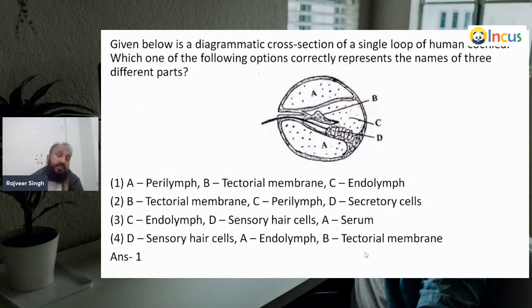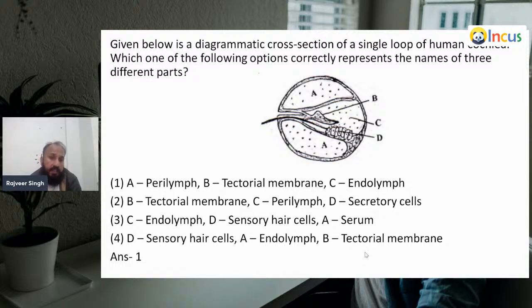Next question in front of you. Given below is a diagram of a cross section of a single loop of the human cochlea. Which one of the following options correctly represents the names of the three parts, A, B, C, and D? Right, so A is the perilymph, yes, this is right. B is the tectorial membrane, yes, this is also right. C is the endolymph, absolutely right. So we can say option 1 is our answer.